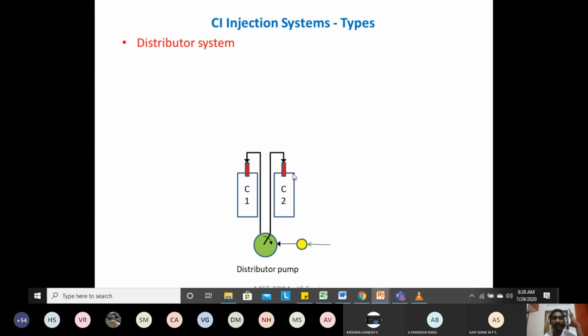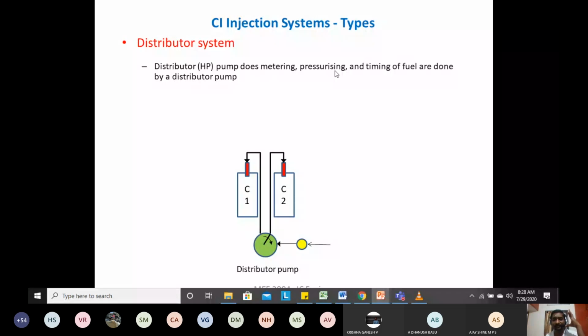In the case of the distributor injection system, the high pressure pump and this distribution rotating system, everything is together. This does the metering, pressurizing and the timing at which the fuel has to be supplied to each and every cylinder. Everything is taken care of by the distributor pump. It has a rotary mechanism to supply an equal quantity of fuel to each cylinder at the appropriate time.